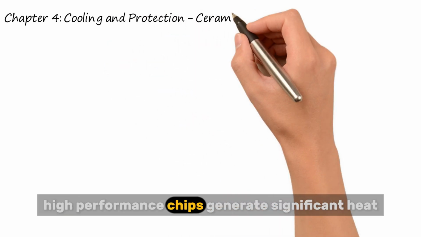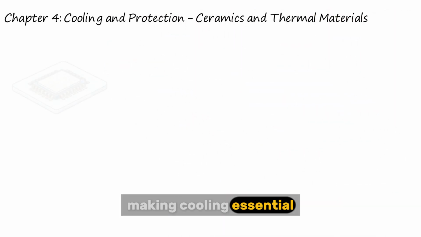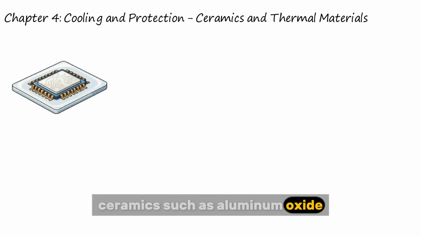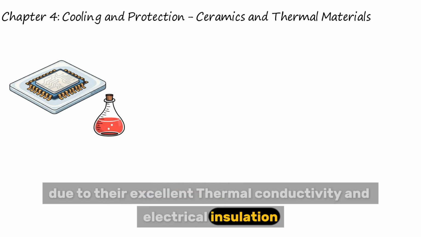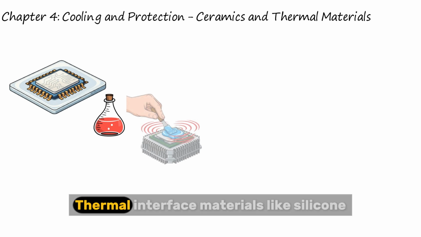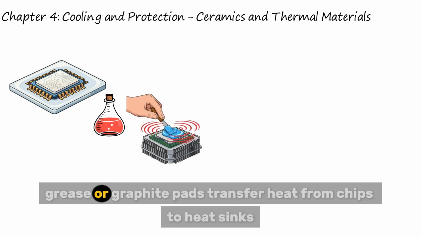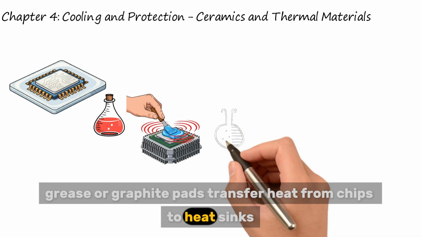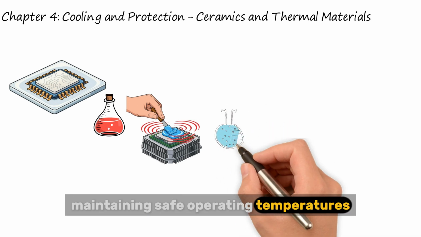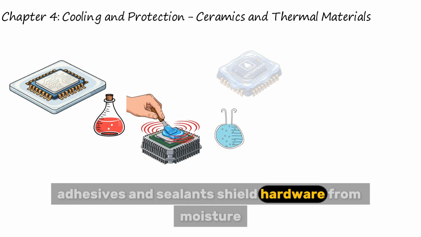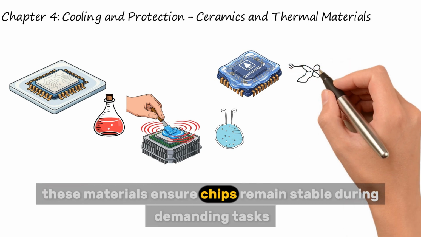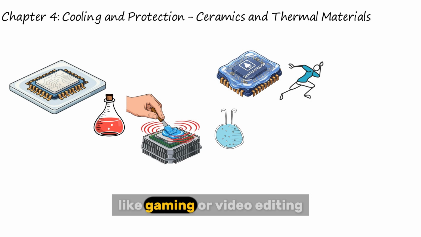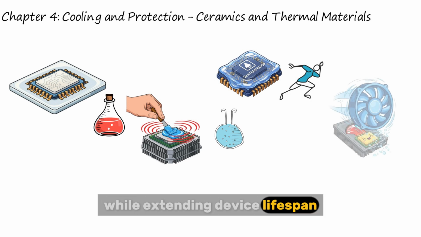Now, let's tackle how we keep chips cool. High-performance chips generate significant heat, making cooling essential. Ceramics, such as aluminum oxide, are used in chip packaging due to their excellent thermal conductivity and electrical insulation, efficiently dissipating heat. Thermal interface materials, like silicone grease or graphite pads, transfer heat from chips to heat sinks, maintaining safe operating temperatures. Adhesives and sealants shield hardware from moisture, dust, and physical damage, enhancing durability. These materials ensure chips remain stable during demanding tasks, like gaming or video editing, while extending device lifespan.